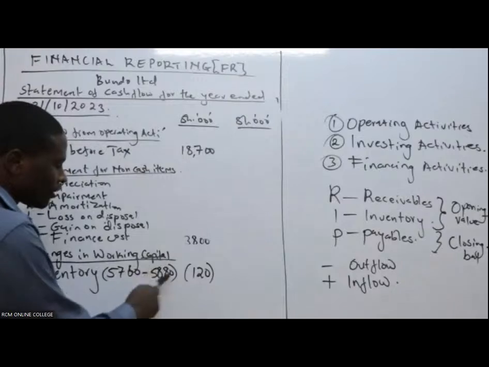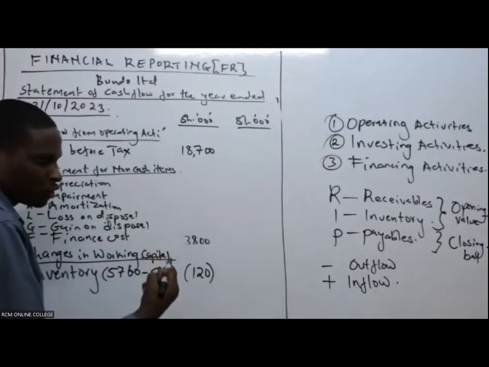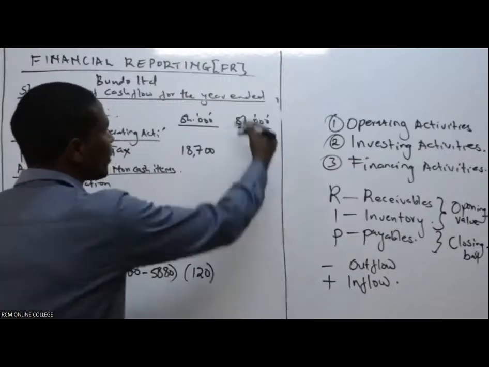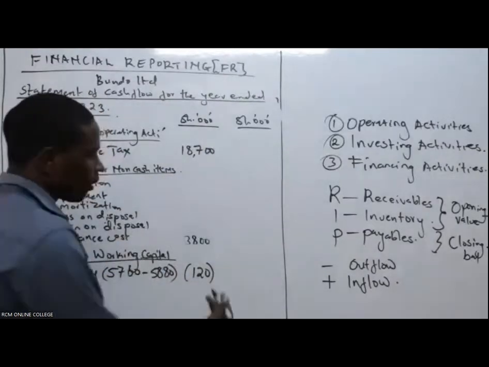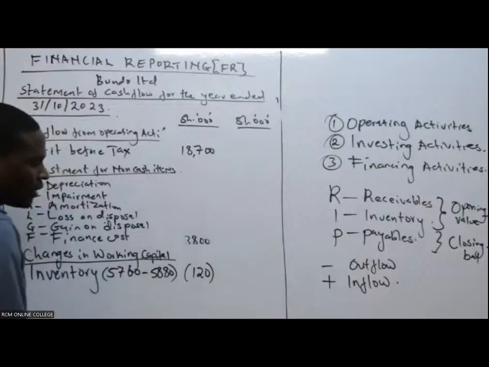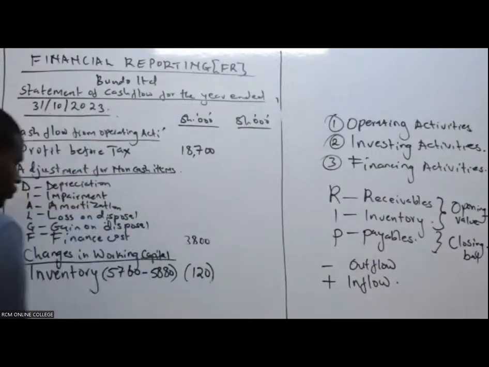So what has happened for our stock to increase? That means we have what? We have purchased more stock. So what happened to the cash? Since we are looking at the cash flow, tunaangalia what is happening to our cash. Our cash has reduced by 120. This is the money worth what we bought.